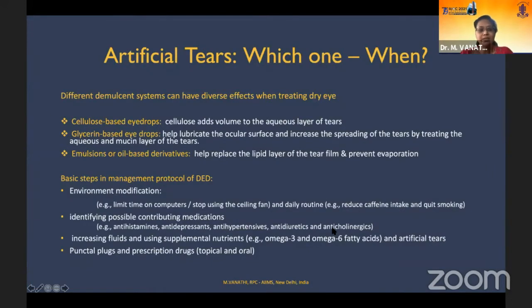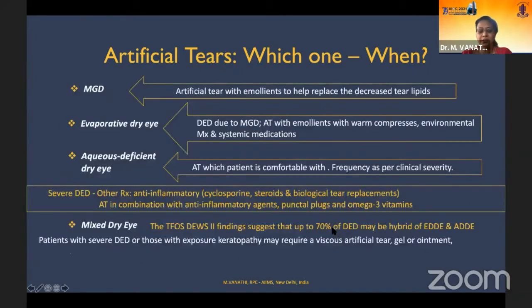So different demulcent systems which we have in hand are cellulose-based, glycerin-based, emulsion-based. And after we go about environmental modifications and targeting treatment towards the particular ocular surface disease which is responsible for the dry eye, we would like to choose an artificial tear with emollients if you're tackling a meibomian gland disease. If you're having an evaporative dry eye disease, which is basically caused by MGD, which is what most of us tend to see in clinical practice, combine your artificial tears with other therapies such as warm compresses and the systemic and ocular medications.